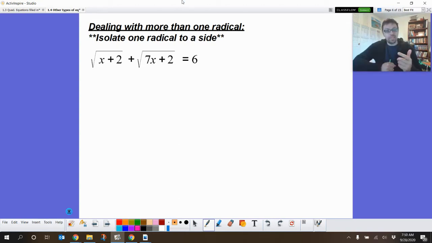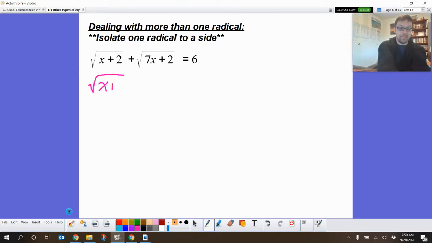I'm going to get rid of the 7x plus 2. I'm sorry. I'm going to get rid of this. I'm going to isolate this one first. This is what I'm trying to say. My goodness. I can do either one first. It doesn't matter which one we get rid of first. We just have to pick one. And it really doesn't make a huge difference which one we do.